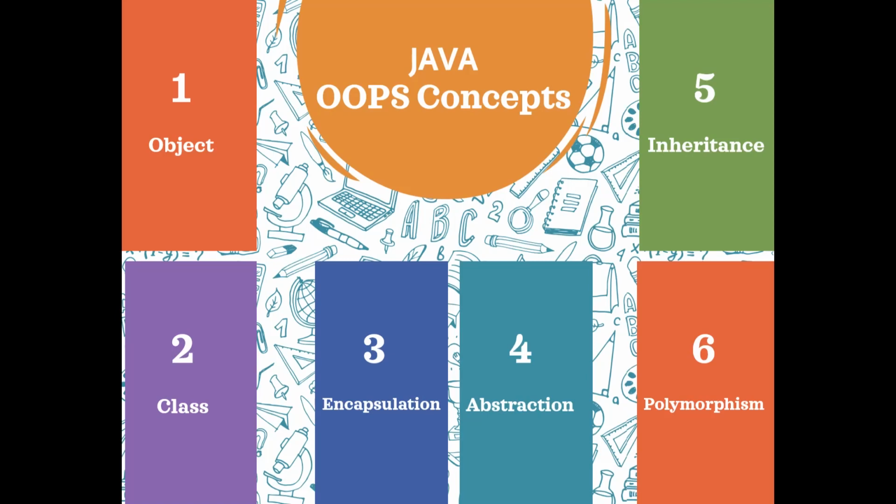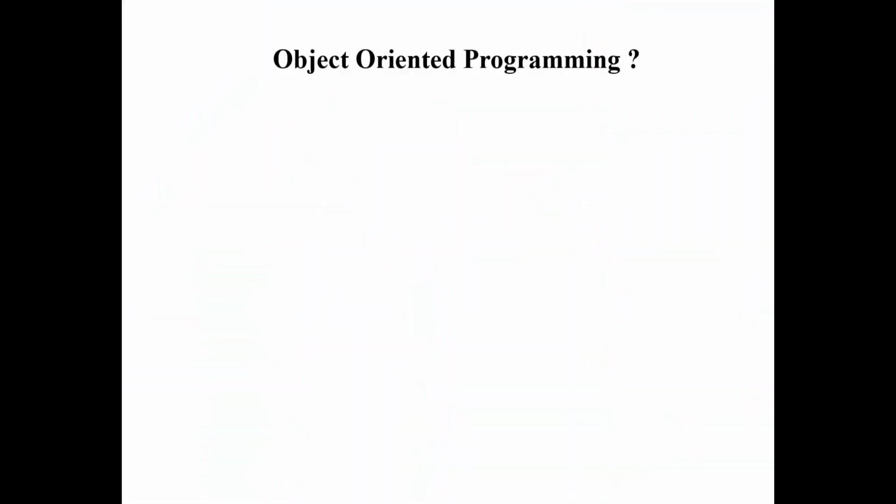So today we are going to discuss the Java OOPS concept. There are mainly 6 concepts. First one is object, second one is class, third one is encapsulation, fourth one is abstraction, fifth one is inheritance, and the last one is polymorphism. So we will go one by one. Let's start with the first.